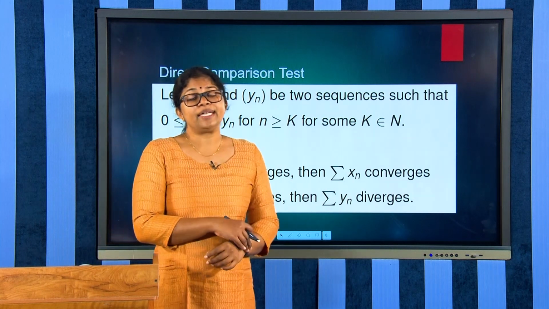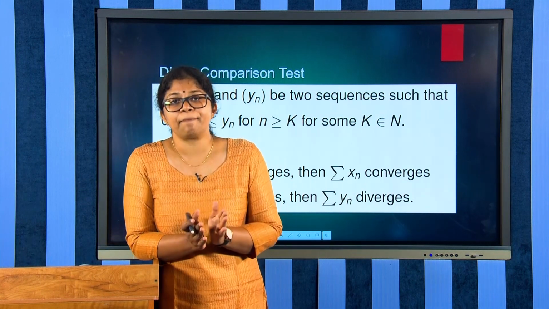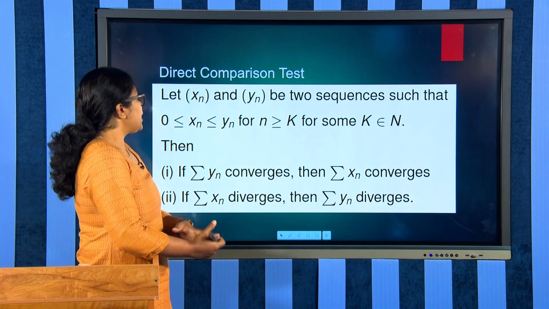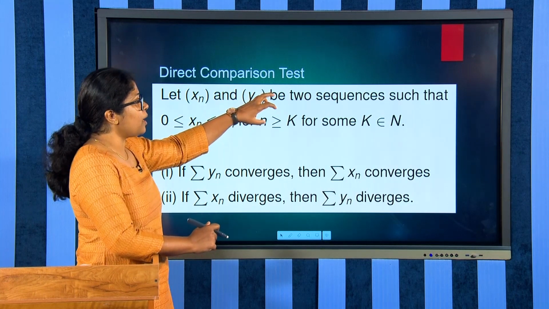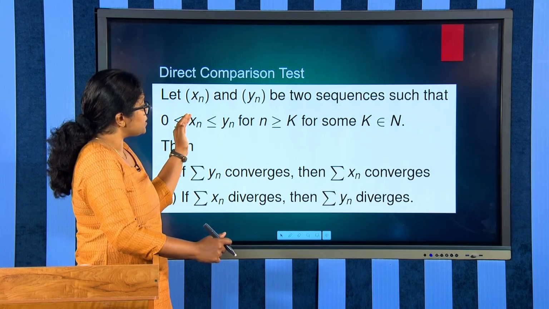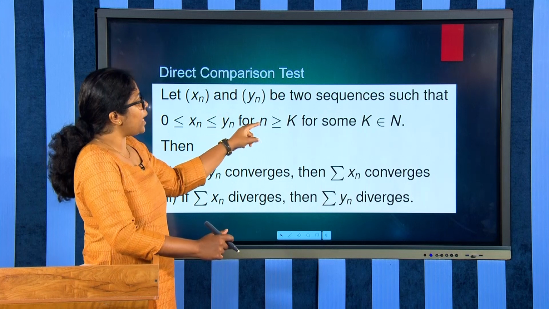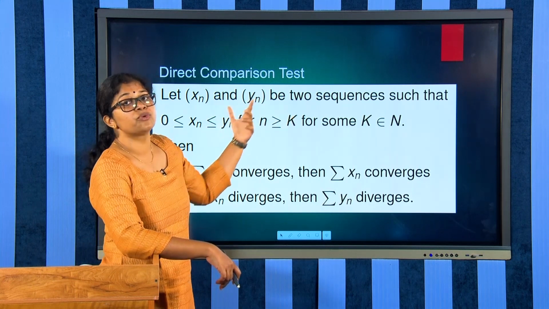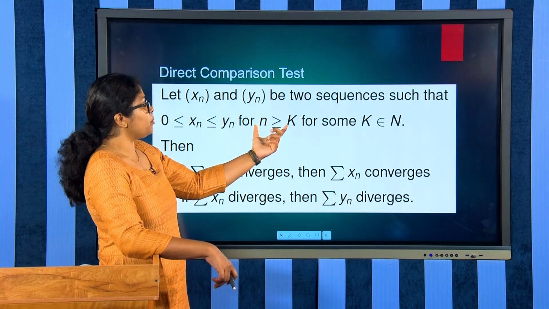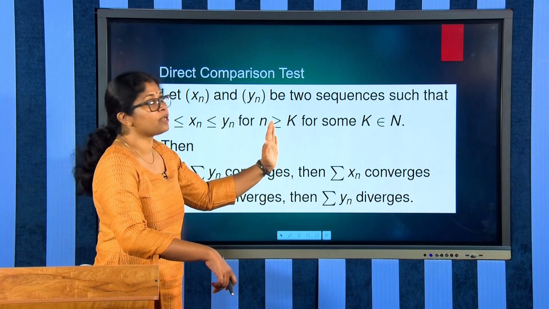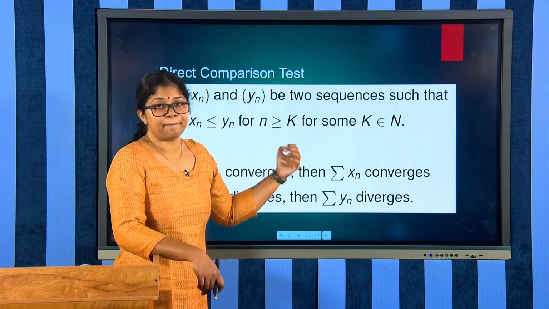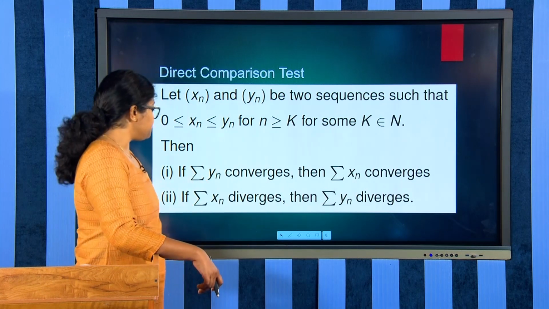Now, we have the important test, which is called the direct comparison test. The direct comparison test says that if sequence xn and sequence yn are two sequences such that 0 is less than or equal to xn less than or equal to yn for n greater than or equal to k, it need not be true for every number k or for every n, but after some particular value it should hold, because at the end the two sequences should be comparable. That is the meaning of this.